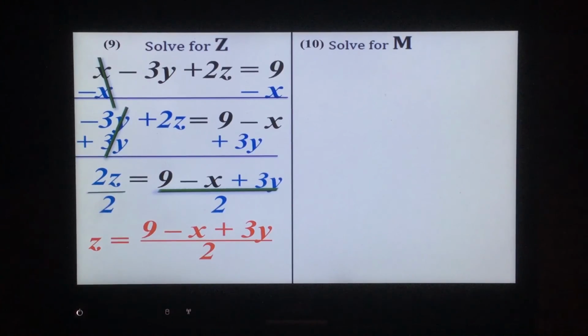All right, last one, I want you guys to try this one on your own. We have L equals 2n plus 1/2 m. Go ahead and do that on your own.